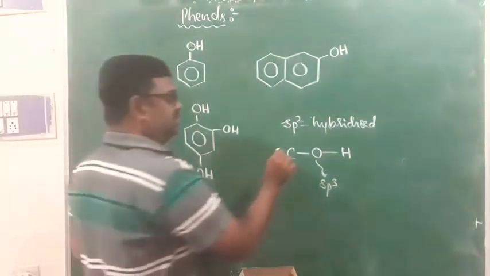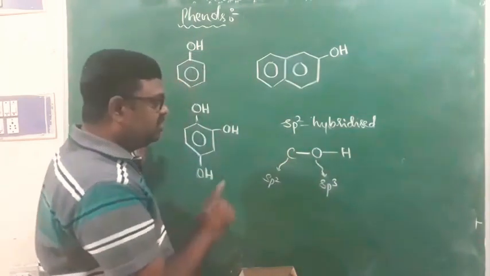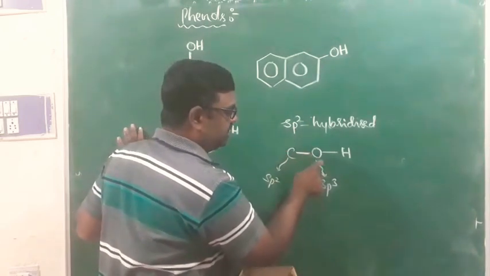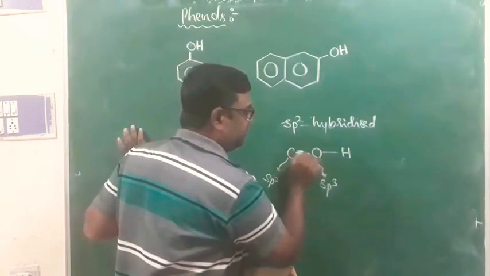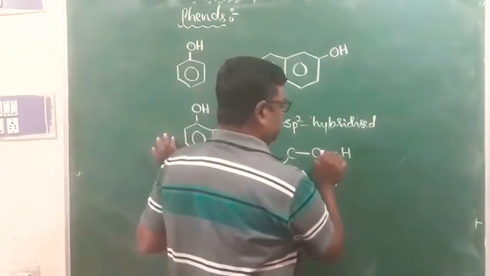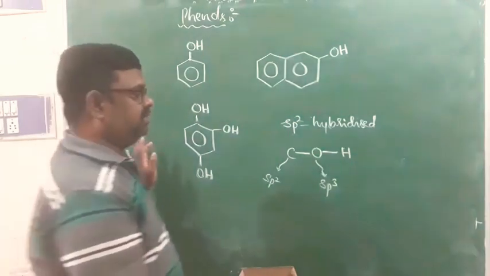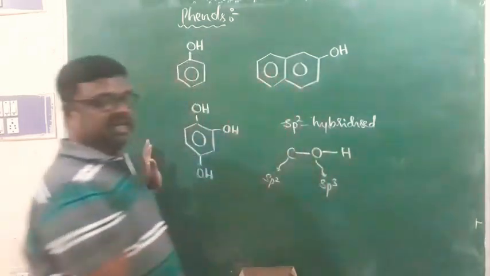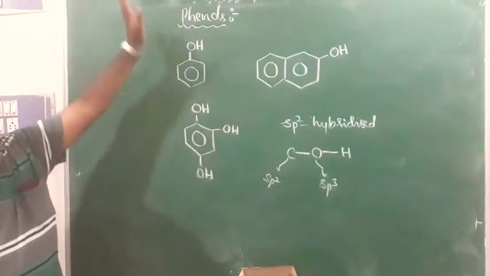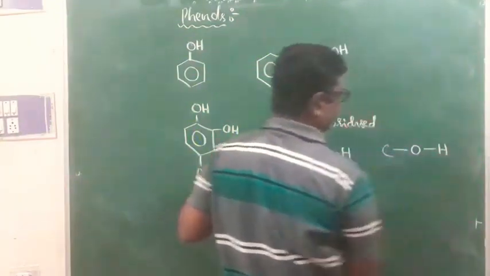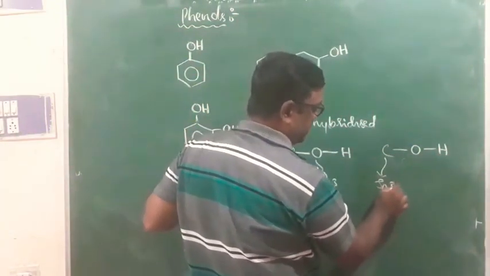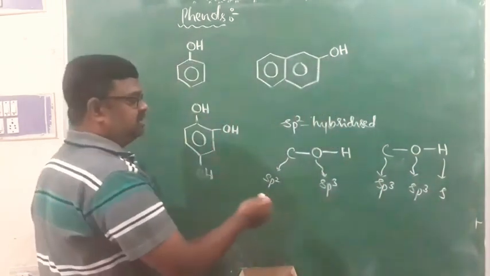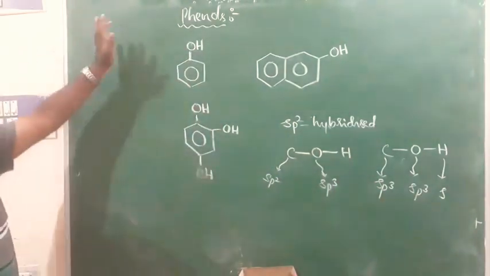That means the carbon to oxygen single bond is produced by overlapping of the half-filled sp2 hybrid orbital of carbon and the half-filled sp3 hybrid orbital of oxygen, resulting in the formation of a sigma bond. The O-H bond is produced by overlapping of the half-filled sp3 hybrid orbital of oxygen and the s orbital of hydrogen. Whereas in alcohols you will also find the C-O-H bond, but there the carbon is sp3 hybridized, the oxygen is sp3 hybridized, and the hydrogen uses its s orbital. This is the main difference between alcohols and phenols.